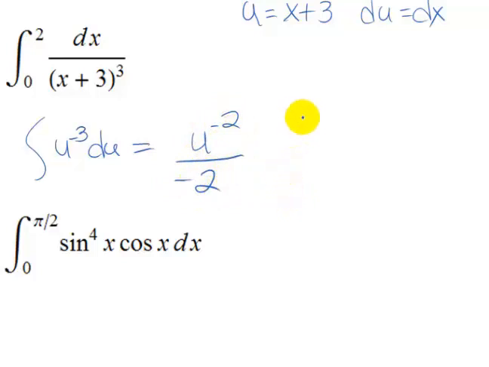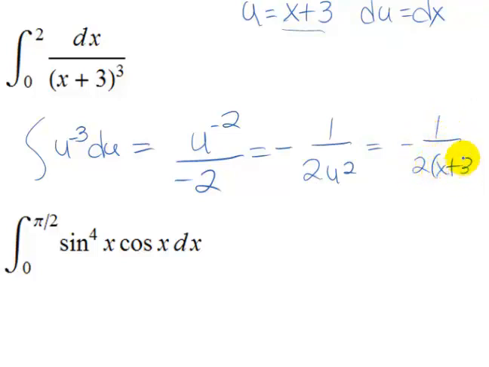And now let's write this, moving this u down to the denominator. Let's write that in terms of x. So u is x plus 3, so this would be negative 1 over 2 times x plus 3 squared. So that's what this integral will be, except that it then needs to be evaluated.